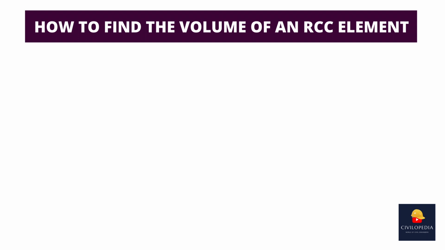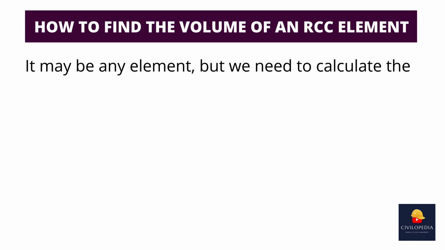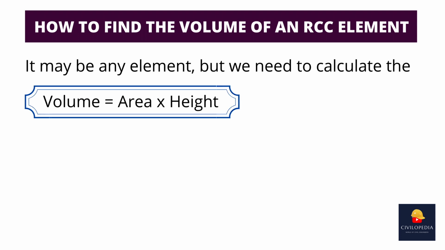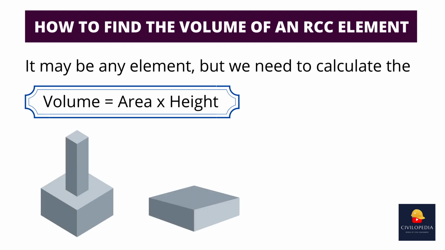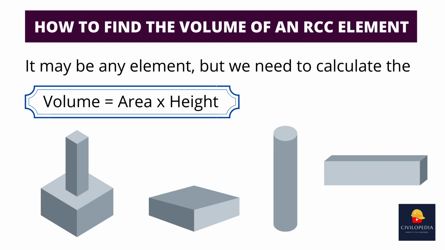So now we are going to see how to find the volume of all the RCC elements. It may be any element, but the common formula is volume is equal to area into height. It can be a rectangular footing, trapezoidal footing, circular column or a beam, but the volume is area into height. So we will calculate the volume for all the RCC elements now.